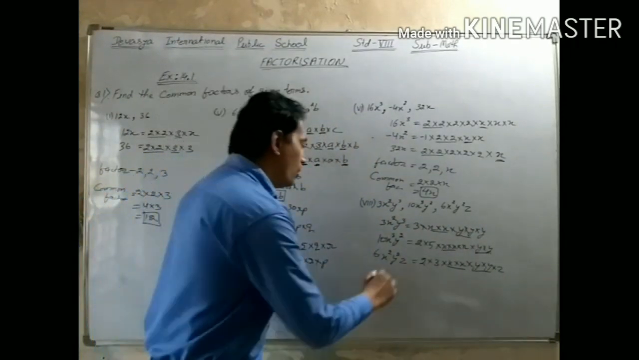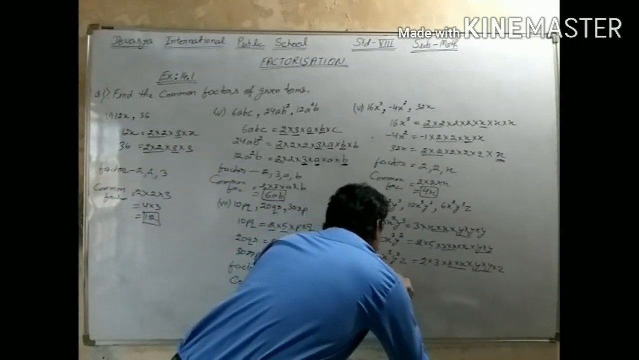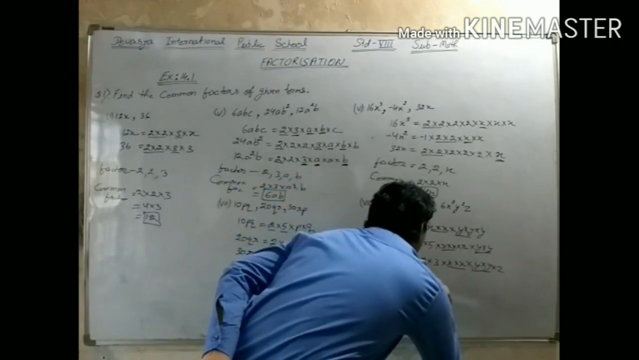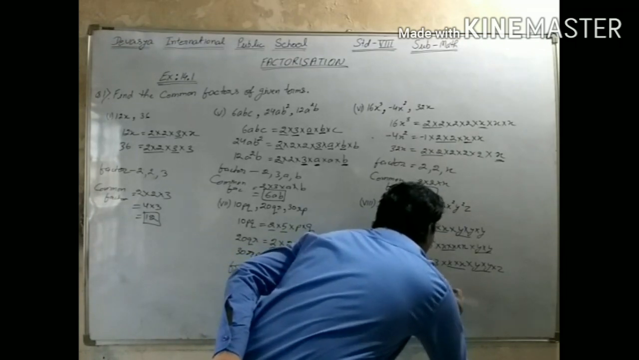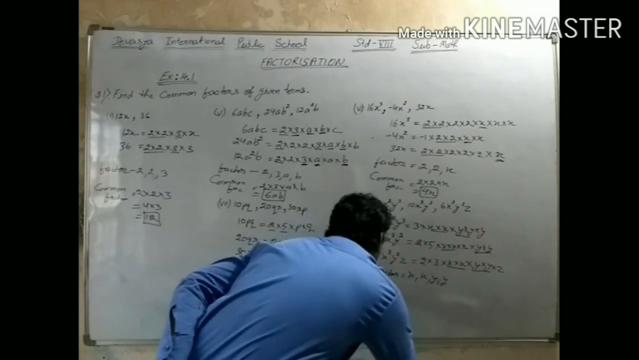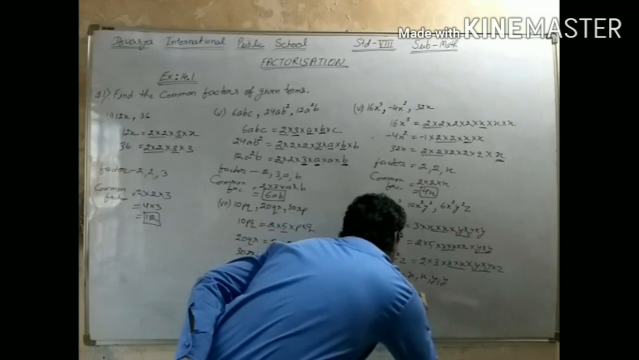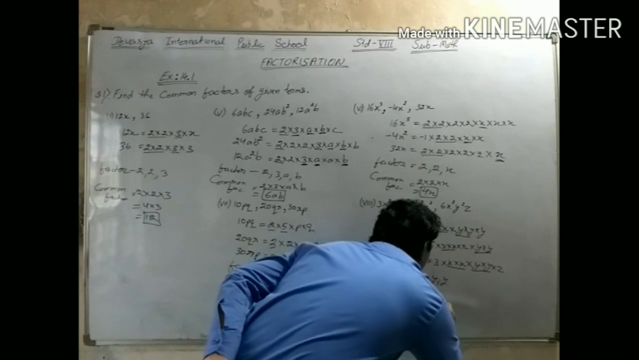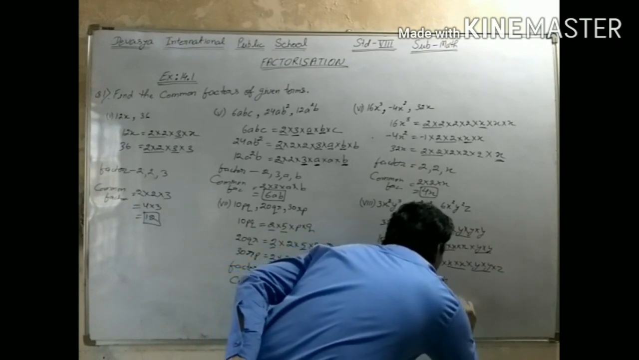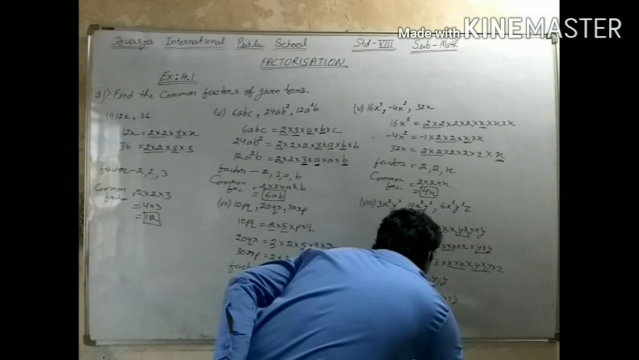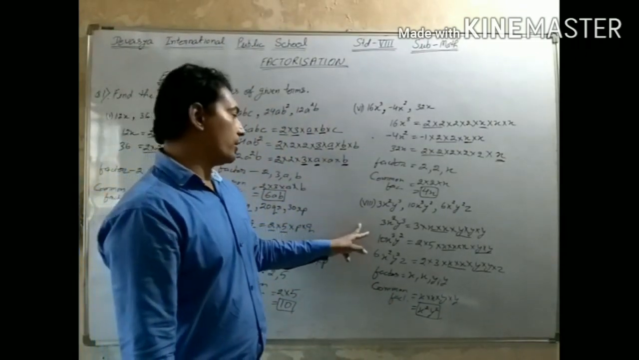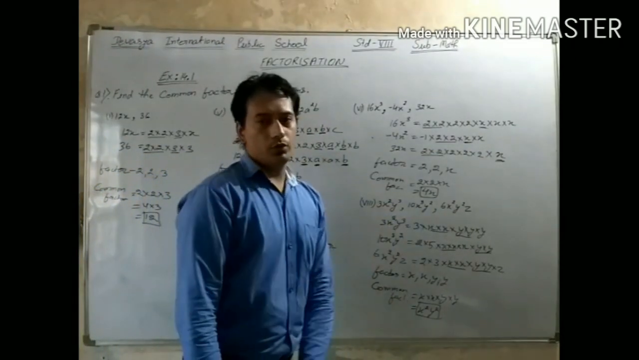So the factors here are x, x, y, y, and the common factor is x into x into y into y. That gives you x square y square. So x square y square is actually the common factor of all the three terms. Okay students?